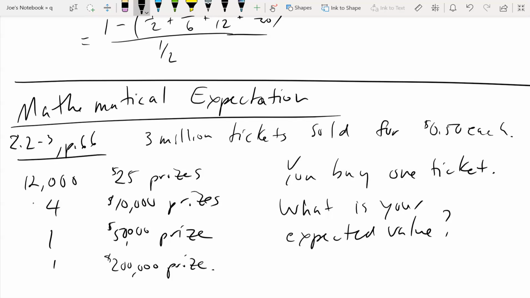Those are the only 5 possibilities, right? You're either going to lose or you're going to win one of these 4. Okay? Now, what the expected value isn't going to say is what you are going to do on this particular game. What it says is that if you were to play the game over and over and over again, what would you expect to win or lose on average per game? So what mathematical expectation really is, is the weighted average.